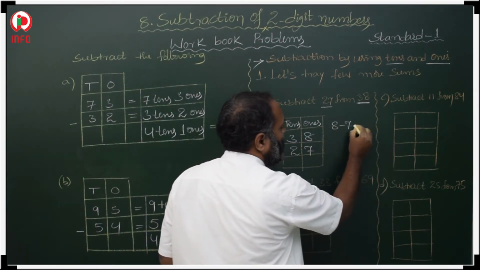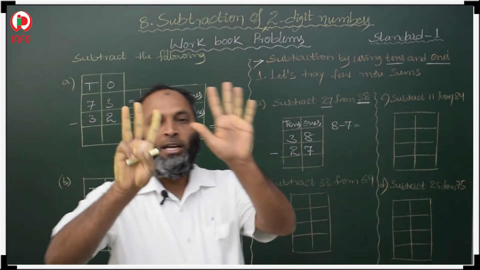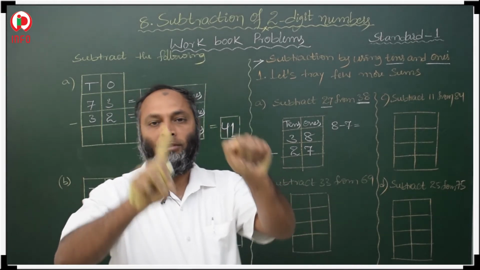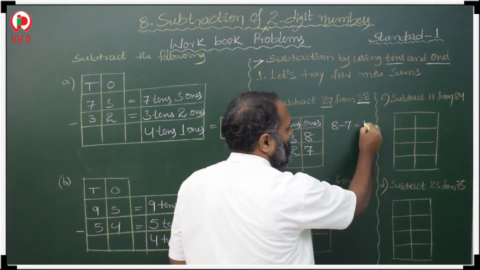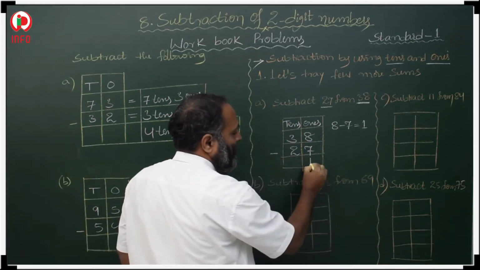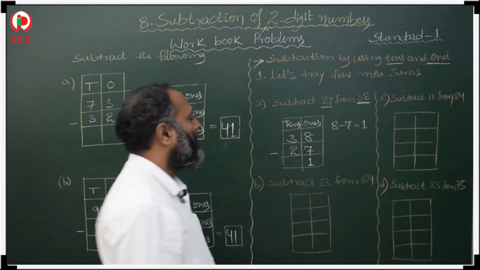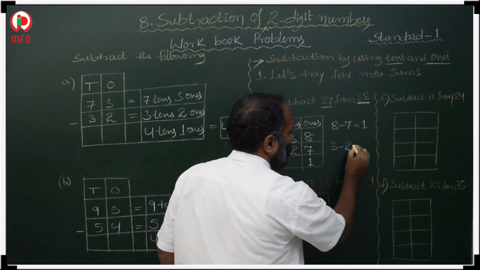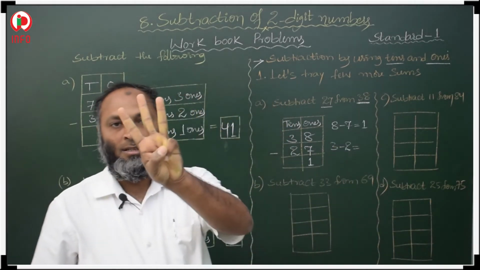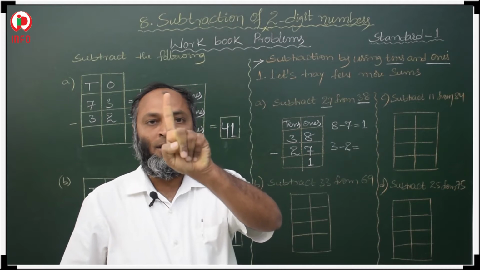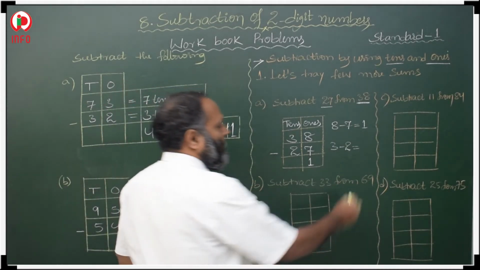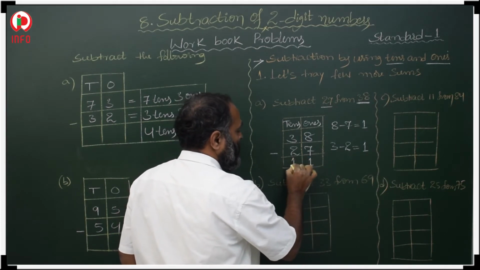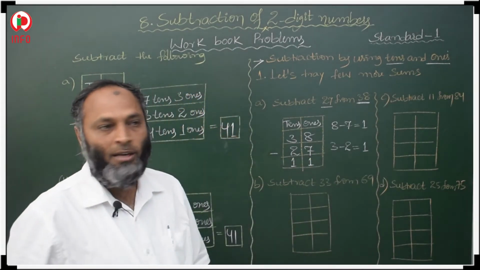8 minus 7 is how much? In 8 fingers, if you close 7 fingers, then 1 finger is left. That is 1 ones. That one we have to write in ones place. Then tens. 3 tens minus 2 tens. 3 minus 2. 3 fingers. If you close 2 fingers, then 1 is left. 3 minus 2 is 1. The answer is 11. Okay?